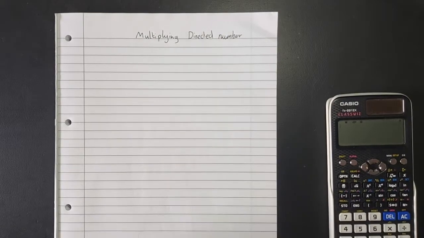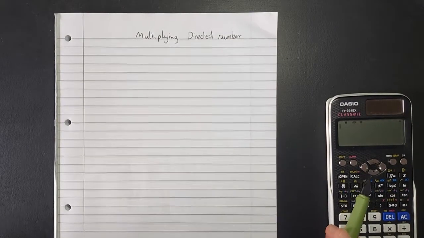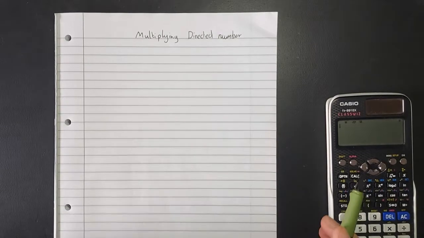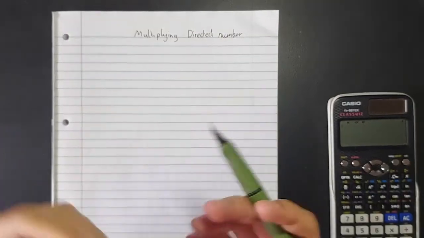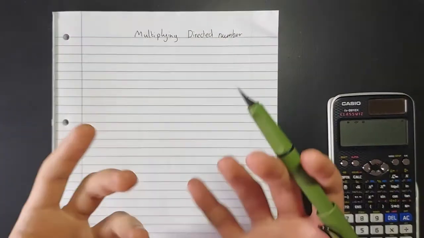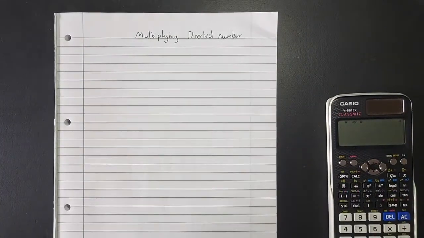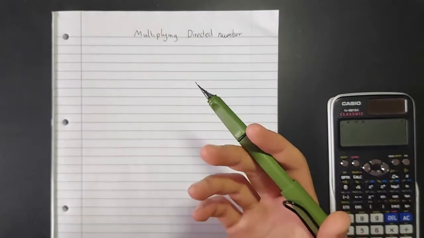Right, so we're going to have a quick look at multiplying directed number. We'll look at a couple of ways of remembering it. I think the thing with directed number is students often get confused with the different operations and how it works differently. So I've covered addition and subtraction in a different video. In this video, we're going to look at just multiplying, okay?